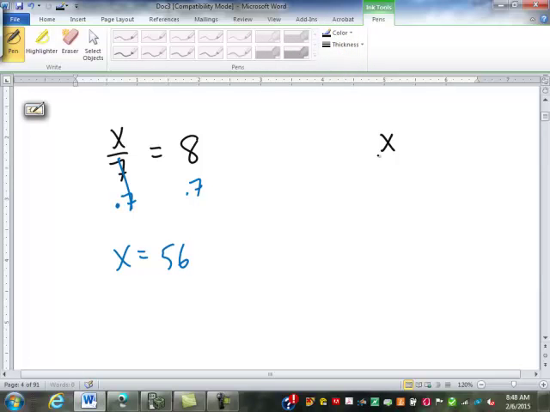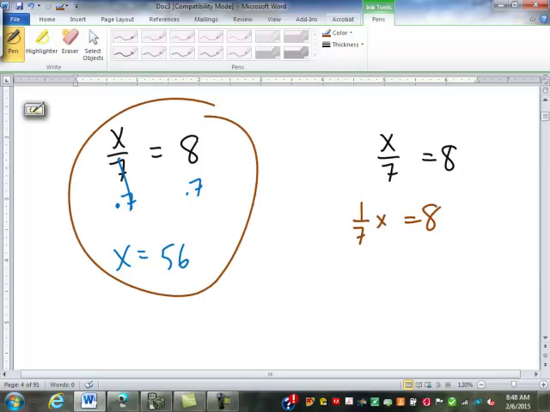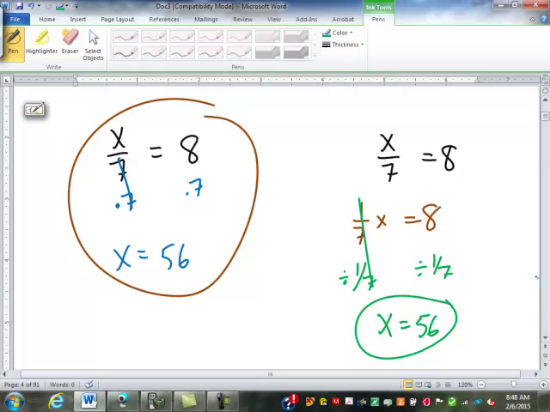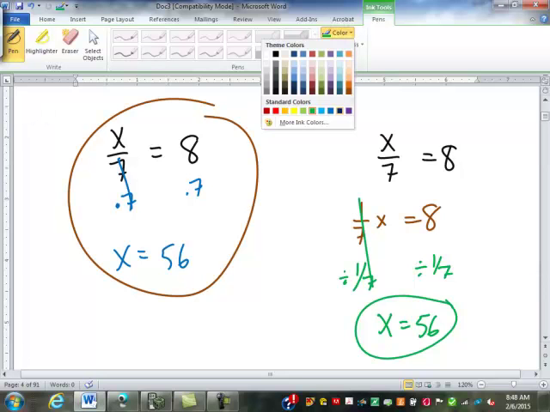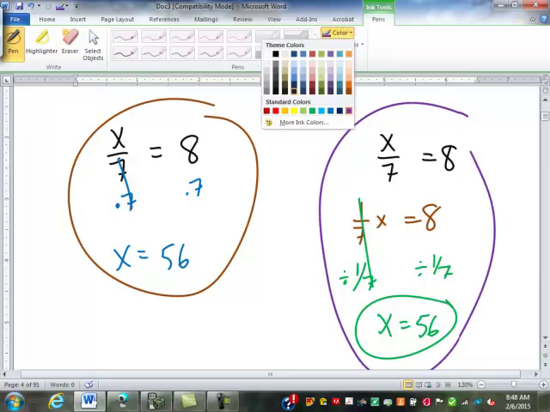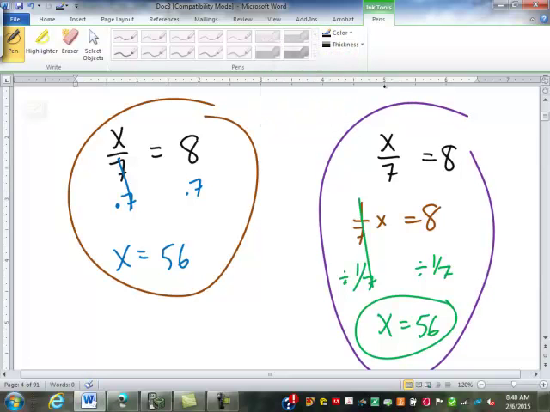But there's another way it could have been interpreted. x over 7 can actually be thought of as 1/7 x. Now in this case, this is a little more complex to think of it this way, so we'd probably go with what we did over here. But anyway, if we think of it as 1/7 x, then to solve it, we have to divide by 1/7. Well, 8 divided by 1/7 is the same as 8 times 7, so we're still going to get x equals 56. Because we better get the same result for x either way. The reason I show you this method here is because we will run into equations where we have to think of it in that way.